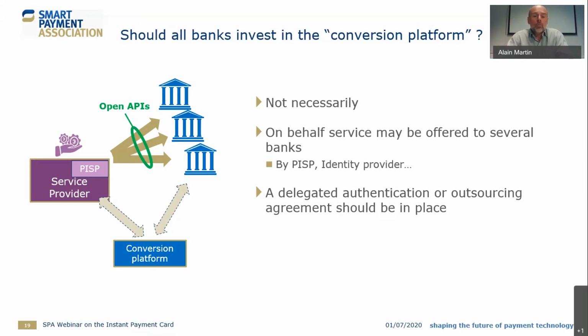This can be hosted and insourced by the bank, but it can also be outsourced. Why not? As authorization hosts are today outsourced also. It could be outsourced to a third party that's common to multiple banks. It could be even an identity provider in a federated identity system, for example. It could be also delegated to the PISP that could provide this service on behalf of the banks. So there are multiple possibilities, and actually this goes beyond the scope of SPA. What is for sure, however, is that if it's outsourced or delegated, there will here again have to be an agreement between the bank and the party with whom it is liaising for the purpose of handling this conversion platform.